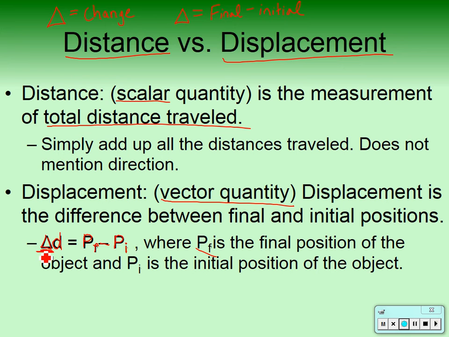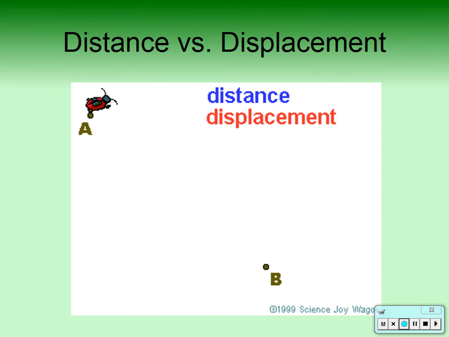Again, we're seeing that triangle. It's always going to be final minus initial. And that's how you will know it's displacement. We're going to go through some example problems, some practice problems here, and we'll get this down.